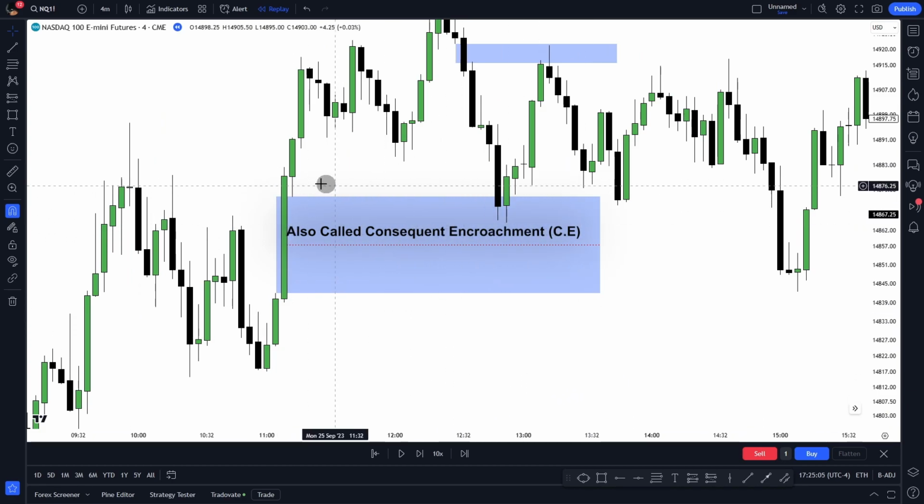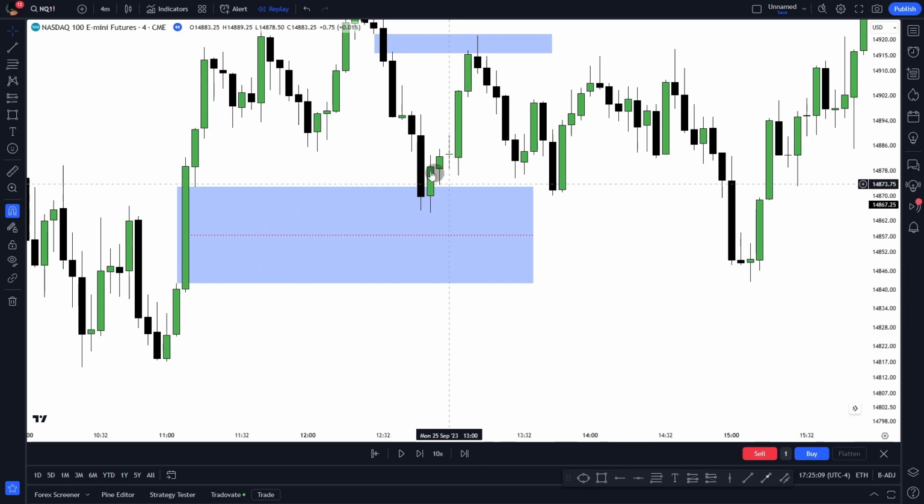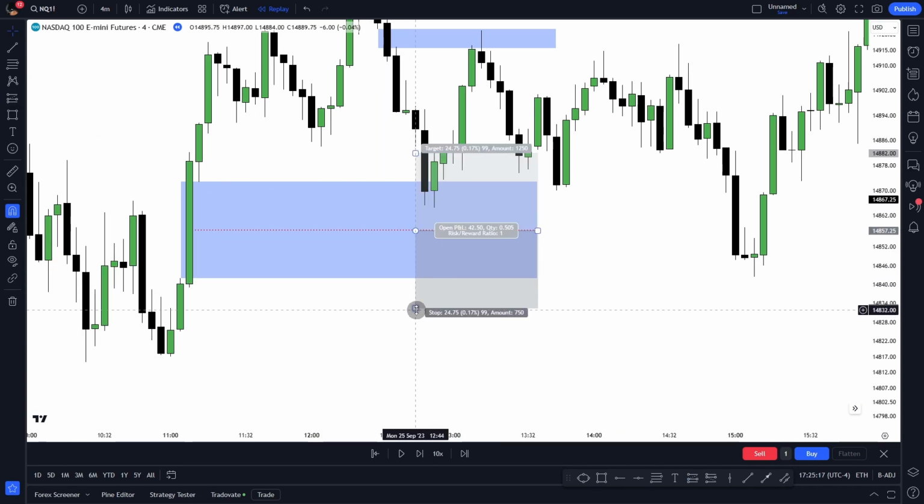So let's say I wanted to enter off of this fair value gap for some reason, but I think that, okay, this fair value gap is way too big. So my risk to reward would be bad, or my stop loss would be too far away. I could use the 50% of the fair value gap as my entry point.